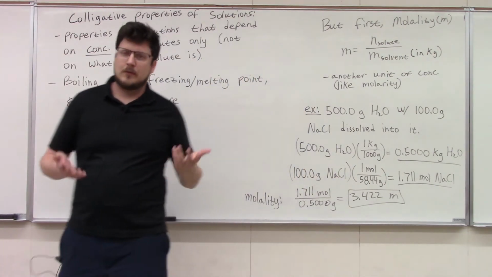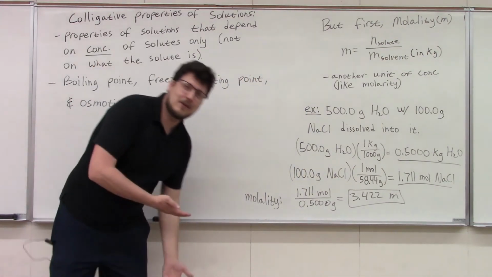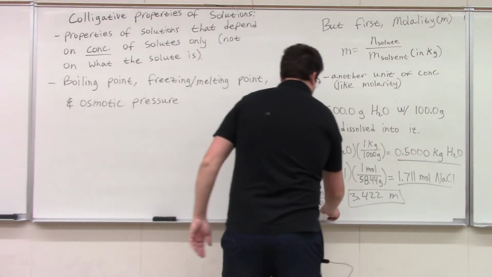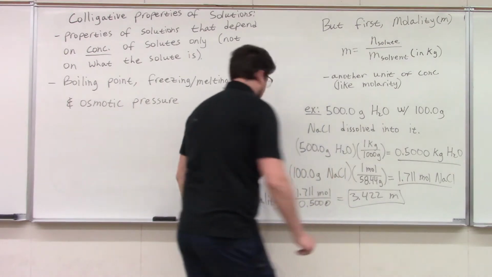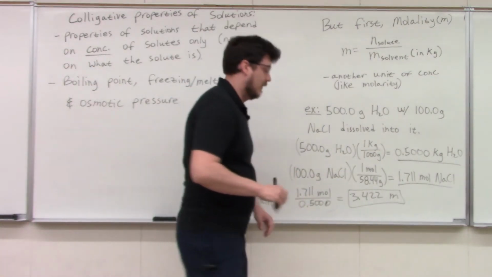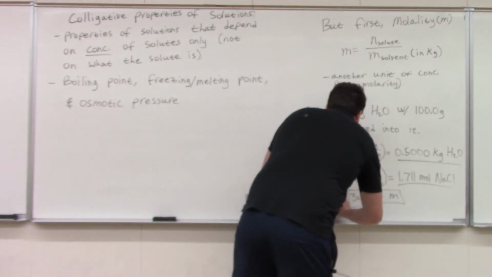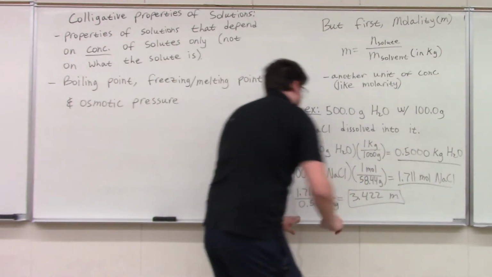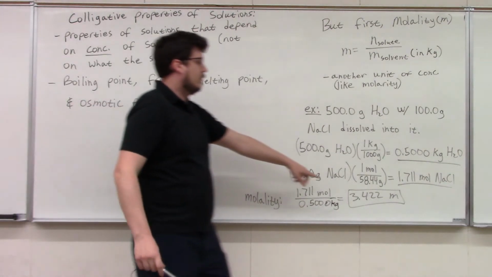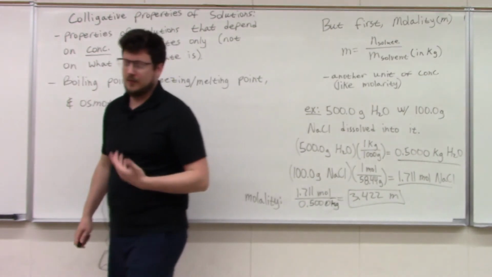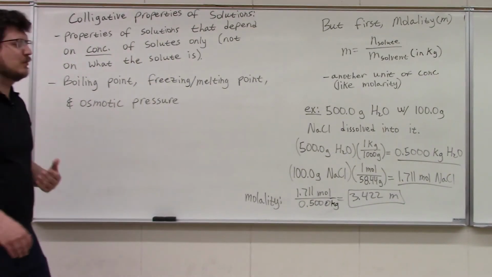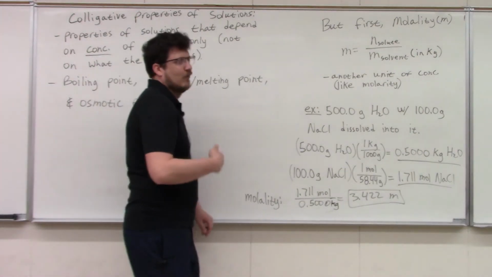What do we do with them? That's right, the cunning art of division. All right, so we go moles over kilograms. I forgot to write my K there. Shame on me. And we just carry it through, and so we get 3.422 molal. That's the solution. 3.422 molal. Say that a few times to yourself. It's a very fun word, molal. It just rolls right off the tongue.